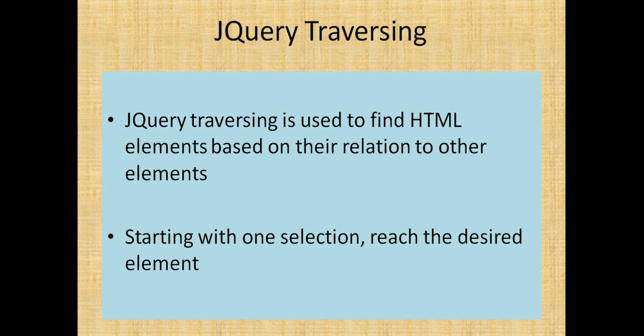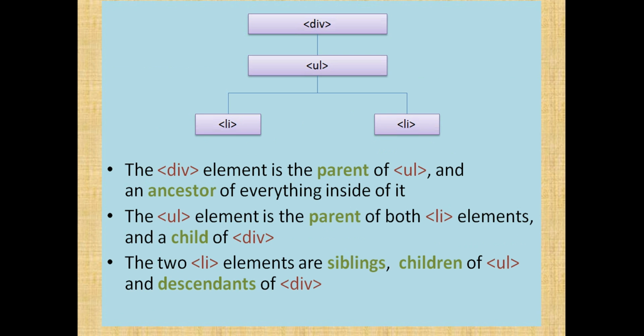What is jQuery traversing? jQuery traversing is used to find HTML elements based on their relation to other elements. Starting with one selection, reach the desired element. Here you can see a pictorial representation of hierarchy.